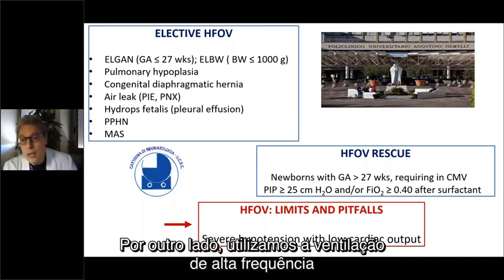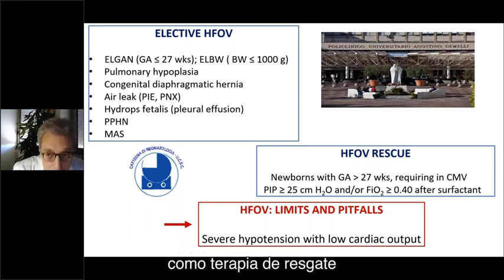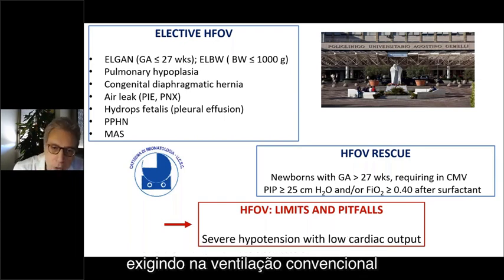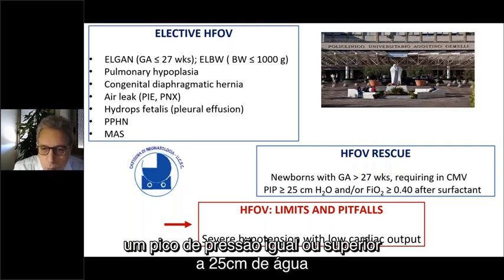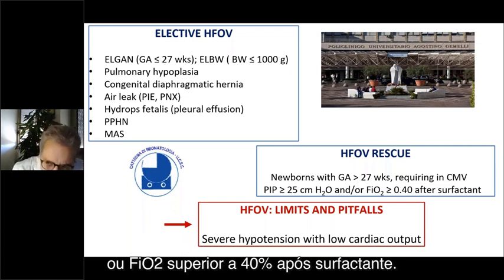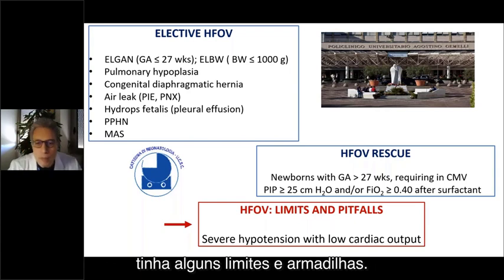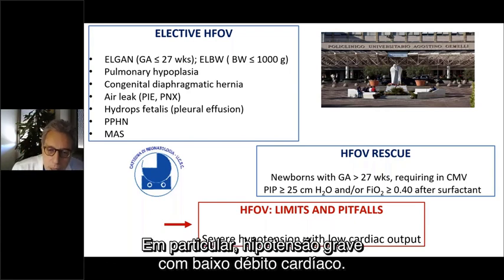On the other side, we use high frequency ventilation as a rescue therapy in newborns with a gestational age more than 27 weeks, requiring in conventional ventilation a peak pressure equal to or more than 25 centimeters of water, or an FiO2 more than 40% after surfactant. We know, of course, that high frequency has some limits and pitfalls, in particular severe hypotension with low cardiac output.